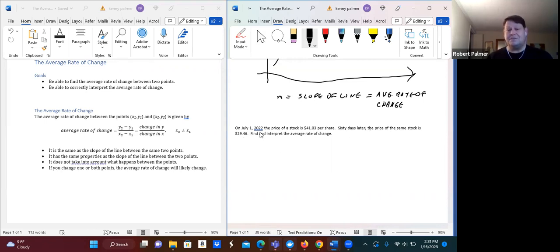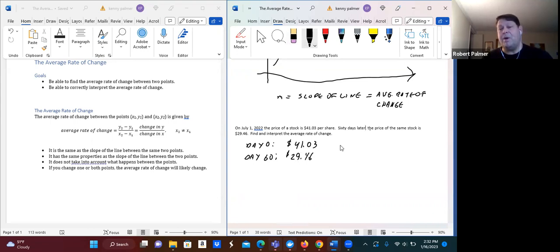Obviously it's less, so the average rate of change should be negative. But we want to find out how much and get an idea of what that tells us. Let's think of this as 2 points. On day 0, as we're starting out, the price is $41.03, and on day 60, it's $29.46.